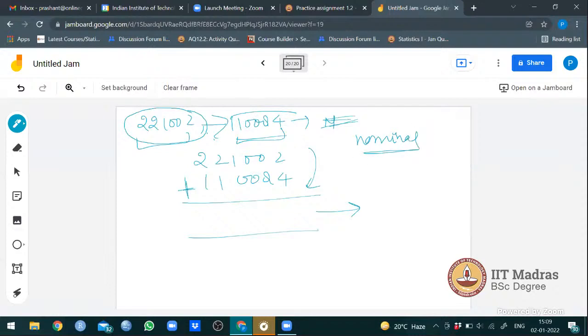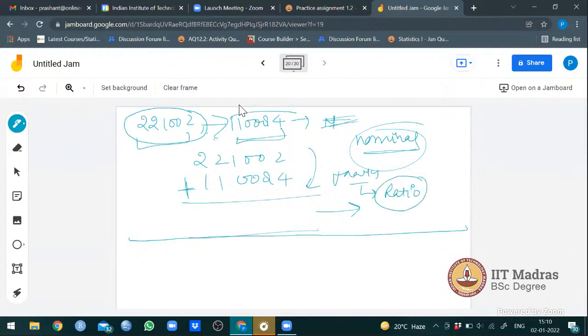Sir, is normalization of a student score interval or ratio? Normalization of a student score. What is the meaning of normalization? What do you mean by normalization? You are saying the marks of a student in the examination? See, marks. It will be a ratio.